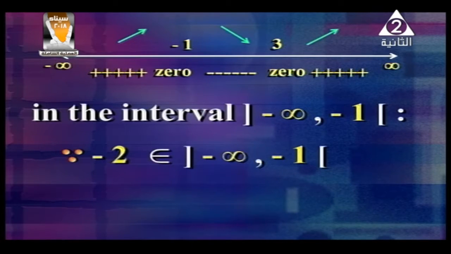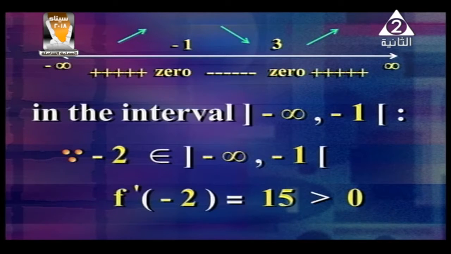Dear student, look at the number line. The first interval from negative infinity to negative 1, negative 2 belongs to this interval. F dash of negative 2 equals 15, more than 0. What do we deduce? The behavior is increasing.